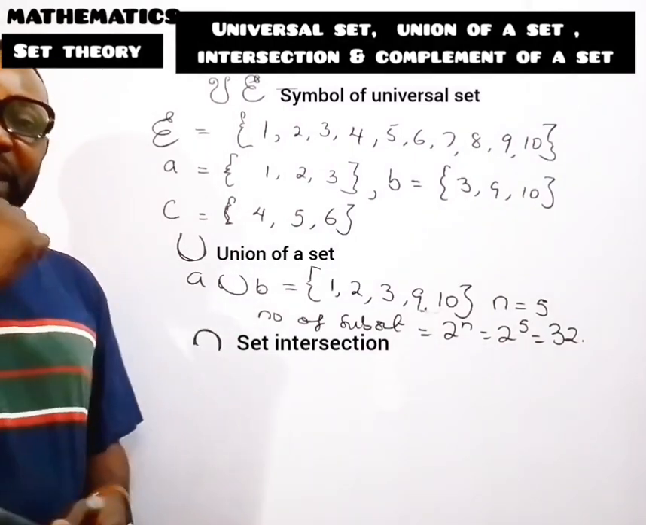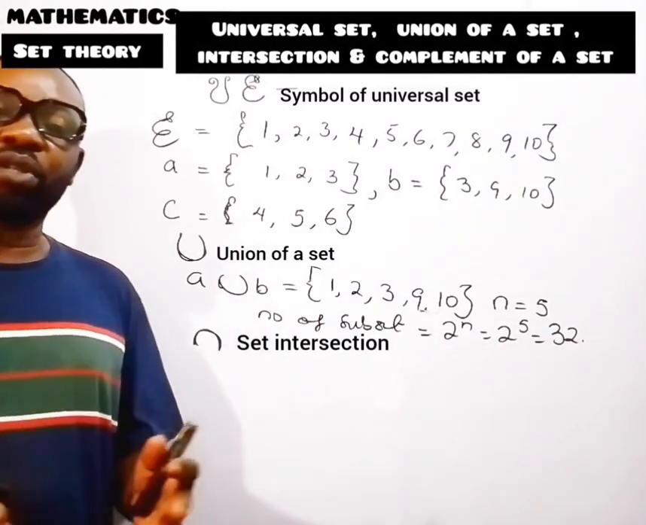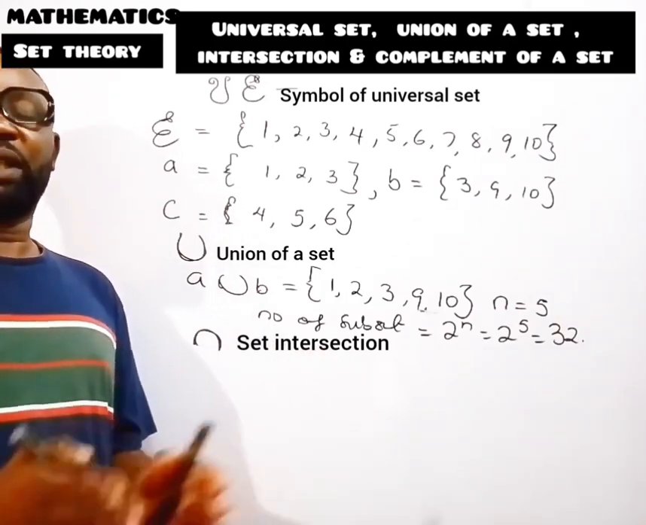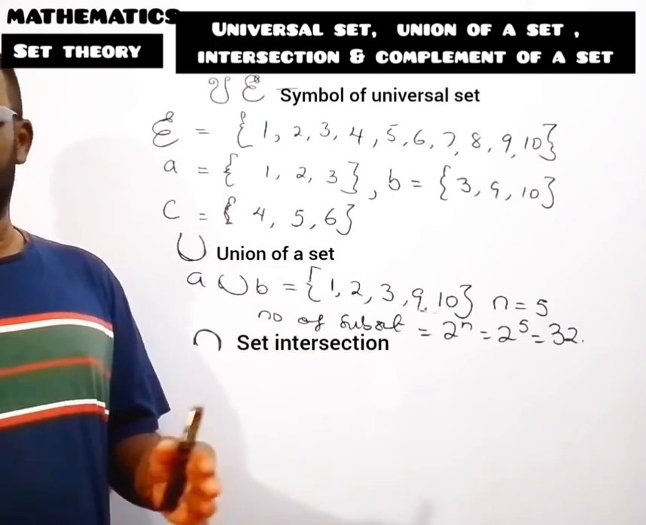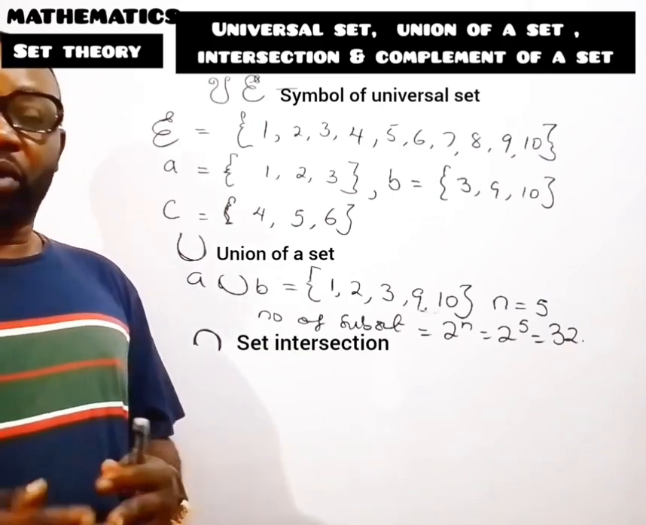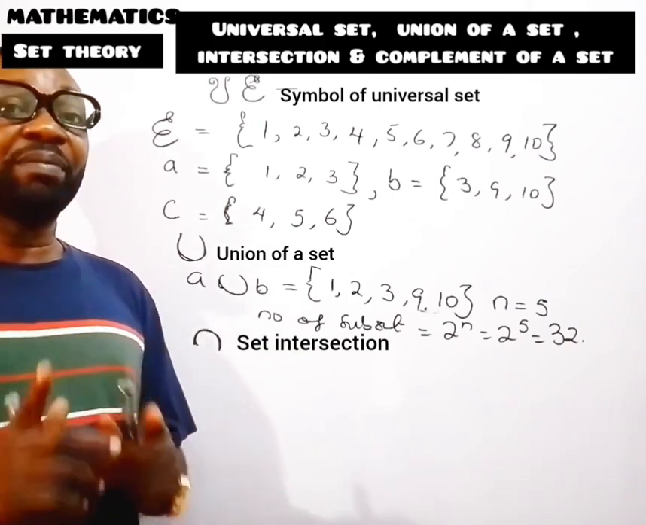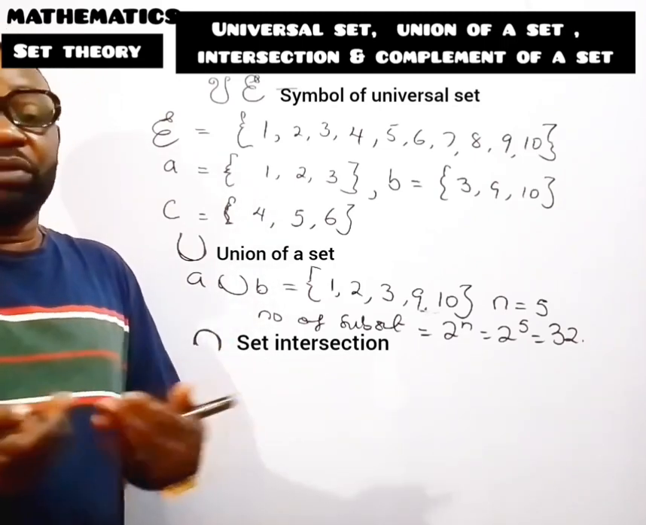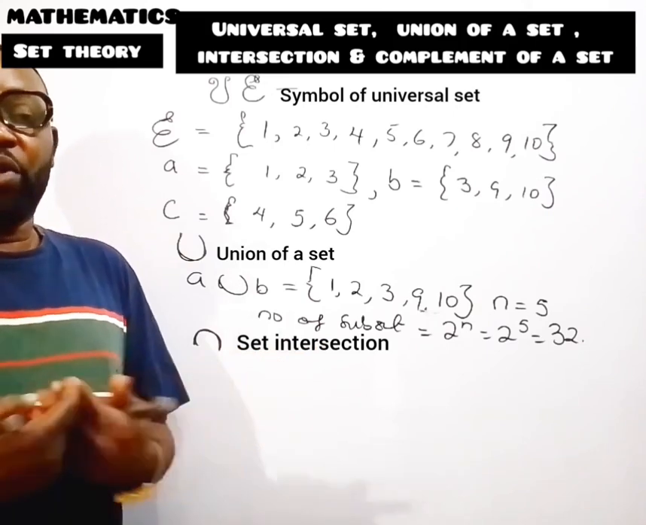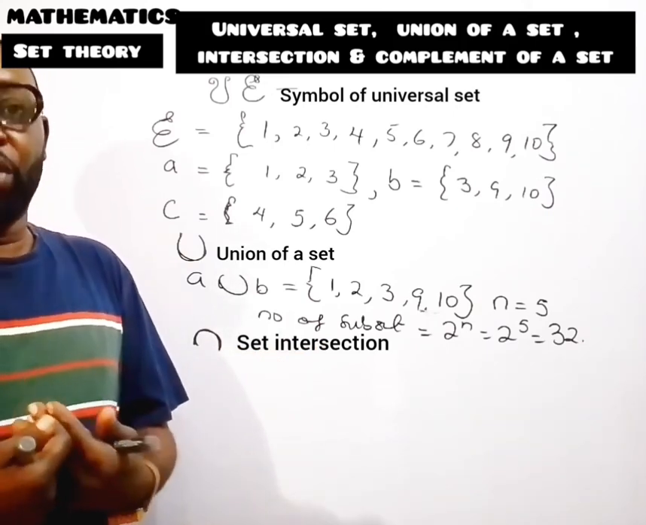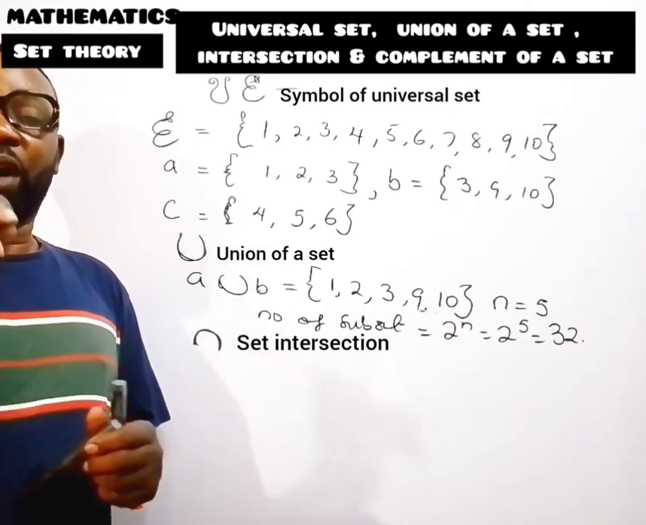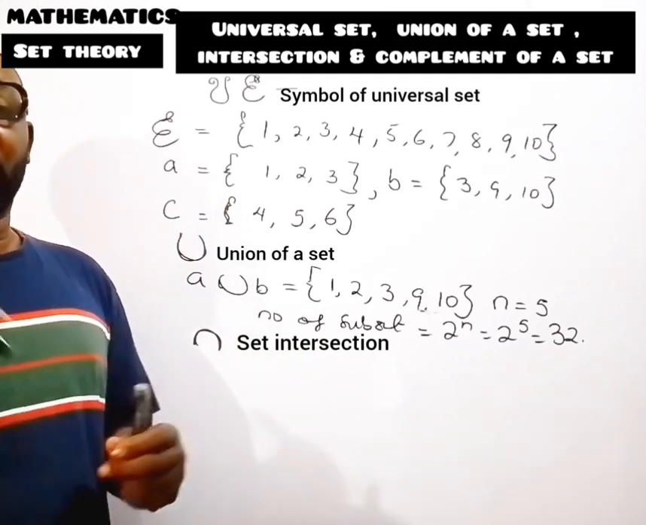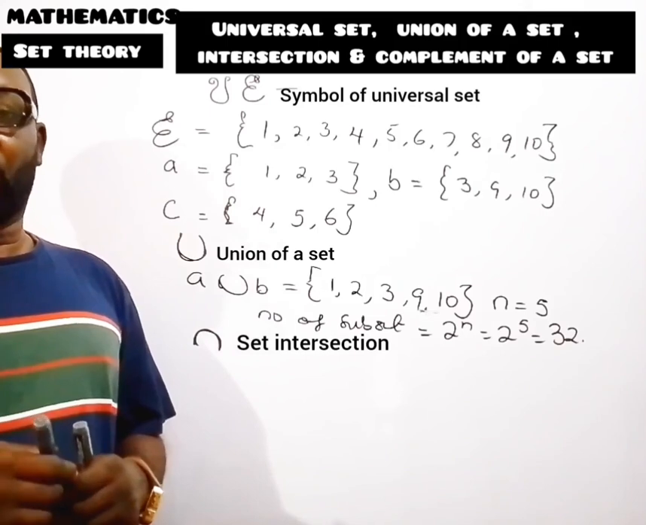Now, what is meant by intersection of a set? Intersection of a set is what is common to both sets, or to the sets being considered. The reason I do not restrict myself to both is that you can be given more than two sets and be asked to find their intersection. You only look for the values that are common to all of them. Only those values will be taken out as the intersection of such sets.